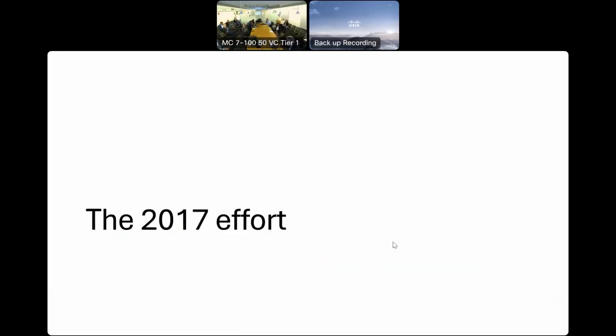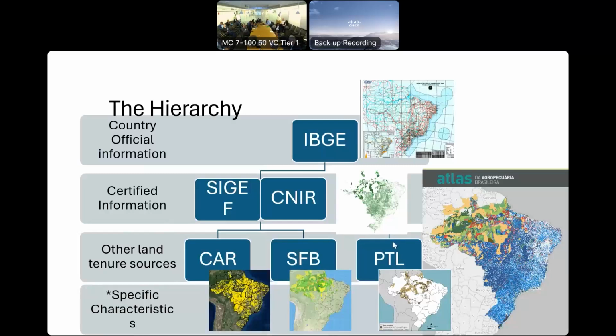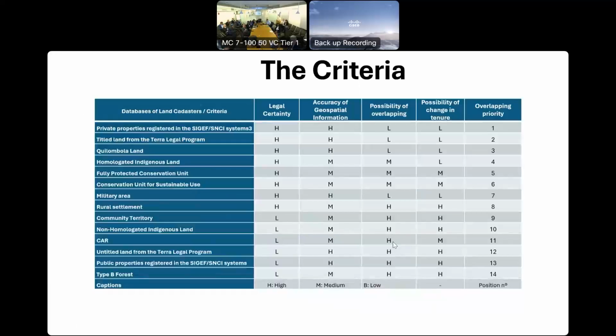So we don't really know what's happened. So the 2017 effort is this. We got information from all those, some other information I'm not going to go deep into, and we created what is called Atlas da Agropecuária Brasileira, that is also a platform that people can access to have a view of how land is in the country.